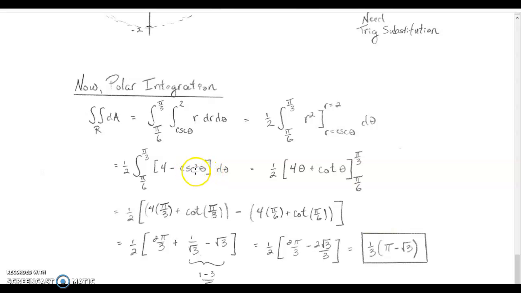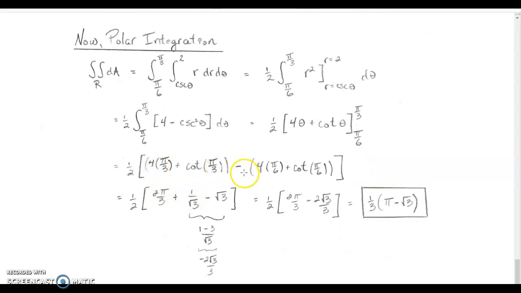Now, the integral of cosecant squared is cotangent. I'm sorry, the integral of minus cosecant squared is cotangent. So I get 4 theta plus cotangent of theta from pi over 6 to pi over 3. So I evaluate at pi over 3, minus evaluate at pi over 6, collect all my like terms and simplify, and end up with 1/3 pi minus square root of 3.